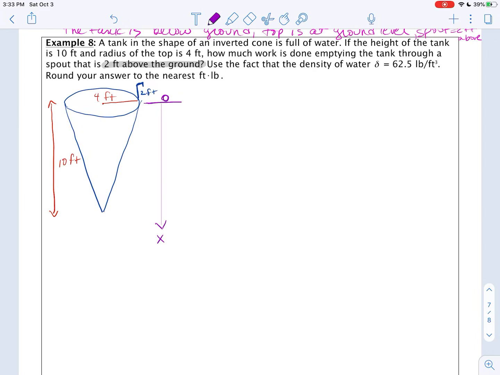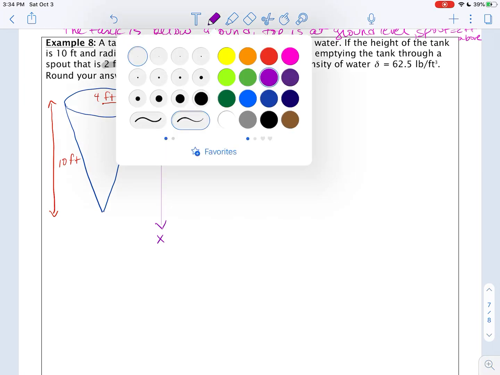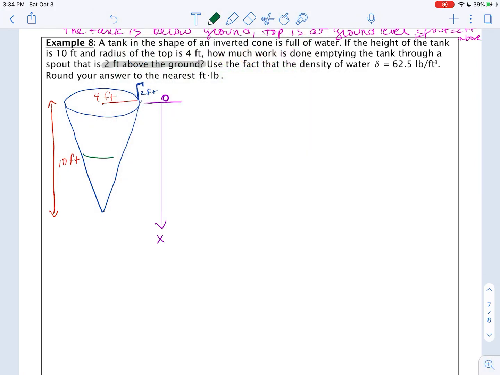I do know that if I'm going to draw an arbitrary slice down below, this is my arbitrary slice, that's going to have height delta X. And if I were to go from where it needs to travel down to the slice, that's going to be 2 plus, and this distance is X, right? So the distance here that our arbitrary slice has to travel is going to be X plus 2. Good. So that's how you can handle that.